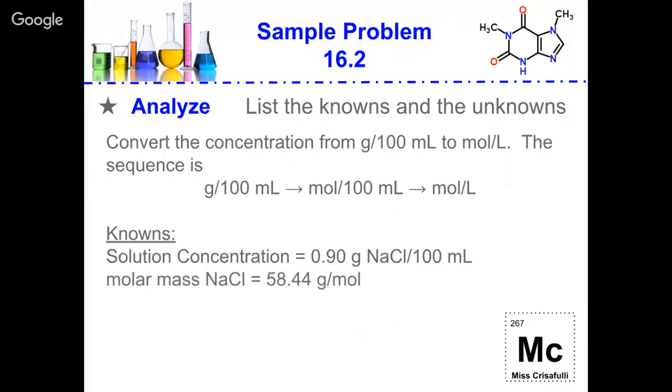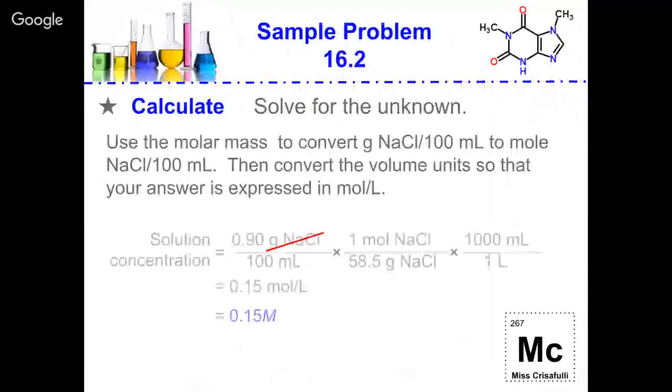So what are our knowns? And what are our unknowns? We don't know what the concentration is in molarity, in moles per liter. So first we're going to set everything up. Our solution is going to have an original concentration of 0.9 grams per 100 milliliters. We are going to use 1 mole of sodium chloride, which has a molar mass of 58.5 grams of sodium chloride. And then we know that there's 1,000 milliliters in 1 liter. We make sure everything cancels, and we're left with moles per liter, which is what we want. And so when we do our math, we end up with 0.15 moles per liter. Or when we write it, and what I want you guys to get used to writing, is 0.15 big M, which means molarity.